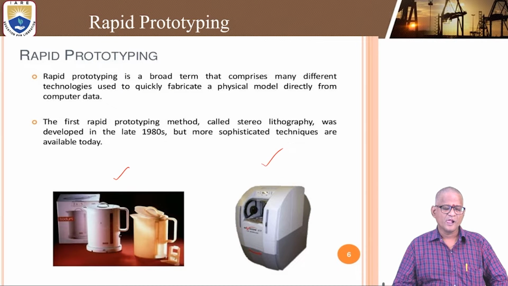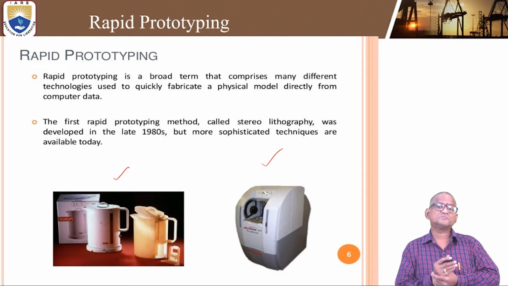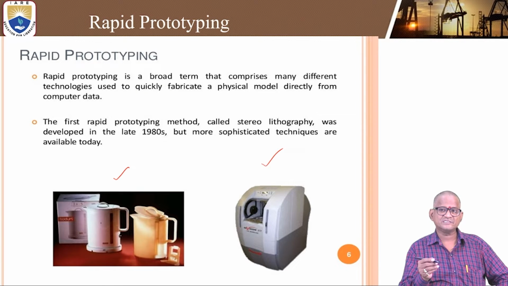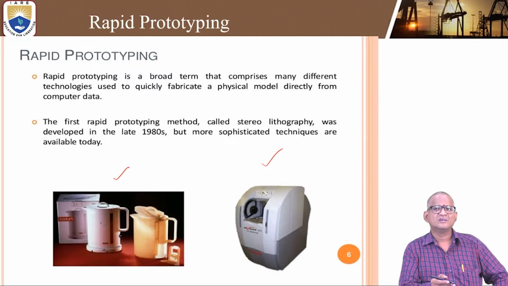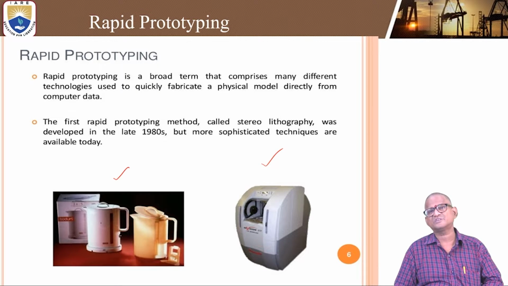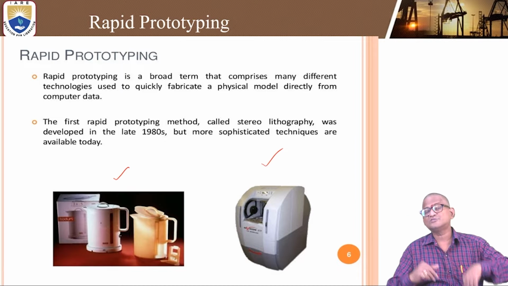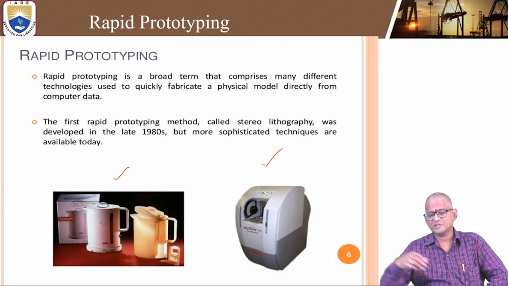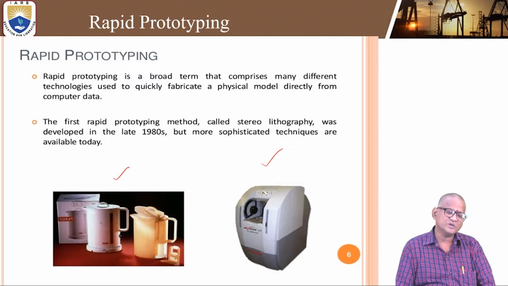You can see rapid prototyping is a broad term. Rapid prototyping is a broad term that comprises many different technologies used to quickly fabricate a physical model directly from computer data. So by giving the input computer data, the final output, not in a 2D form but in a three-dimensional form, can be obtained. So this is called rapid prototyping.